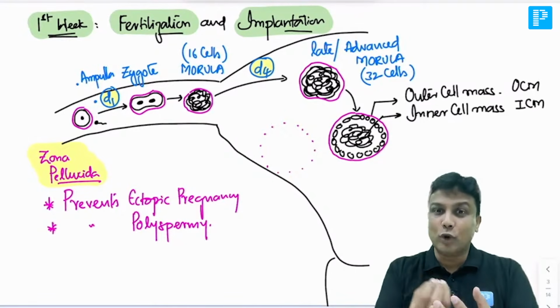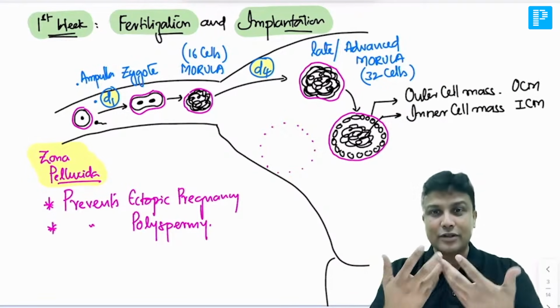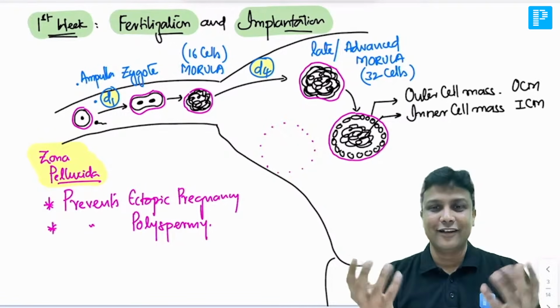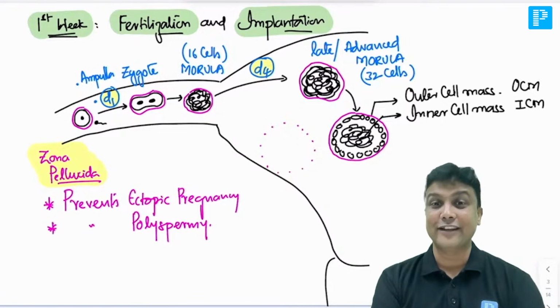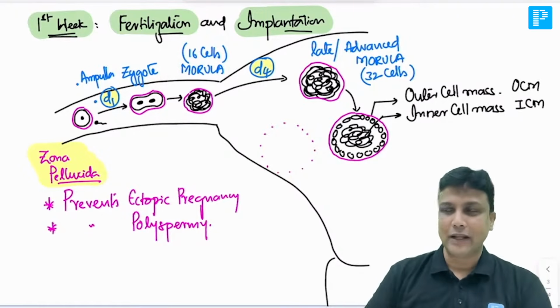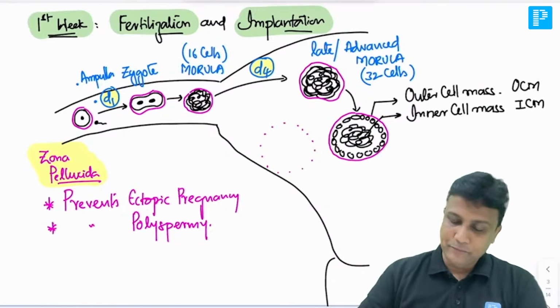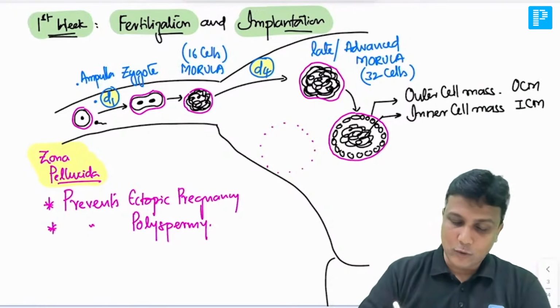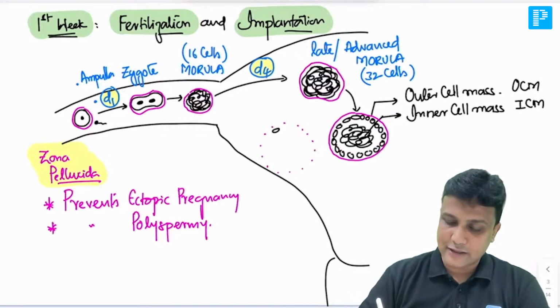Now the zona pellucida will degenerate. And then what will happen? The embryo will actually come out of that one, like hatching. That is why in your books it is written as zonal hatching. What is that known as? Zonal hatching. Fine. So the zona pellucida will degenerate and zonal hatching will occur. The outer cell mass has no problem at all. It will be there itself.